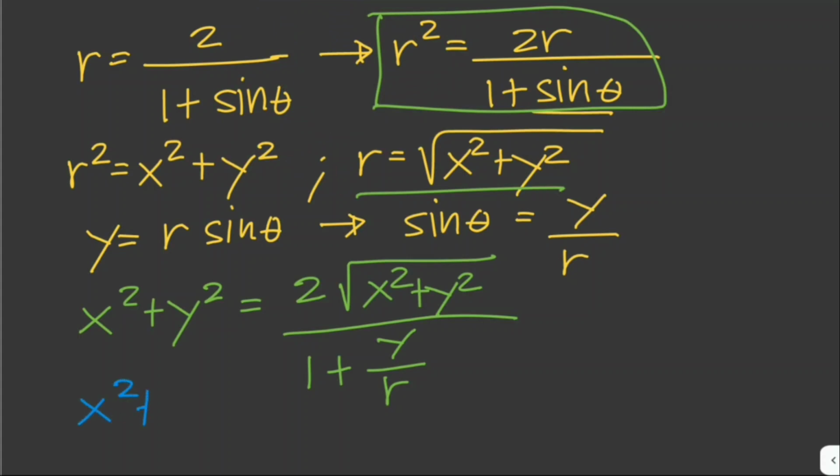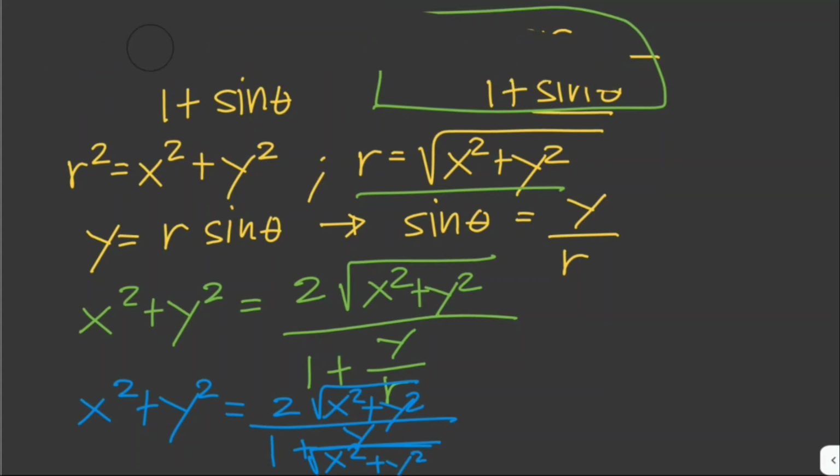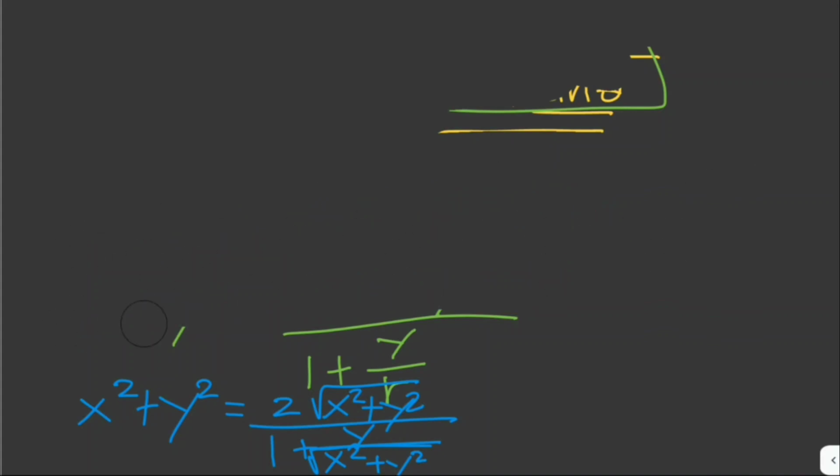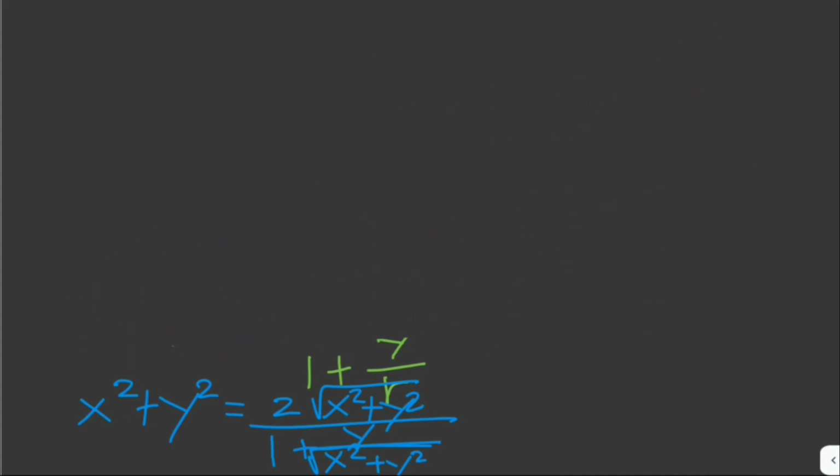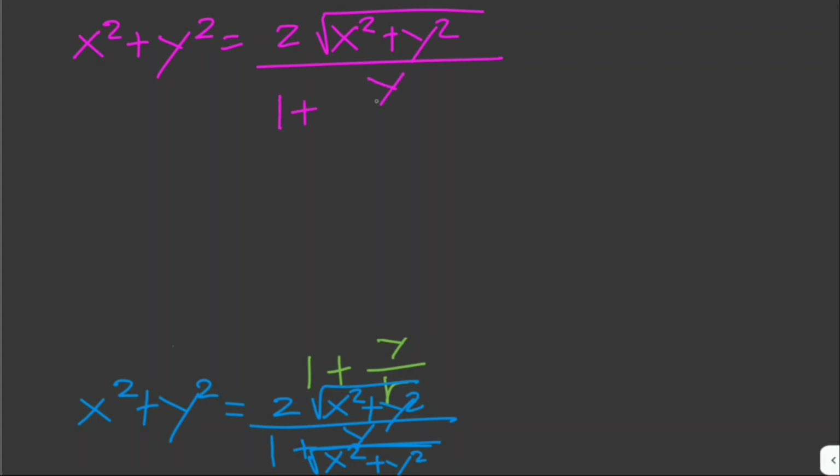Okay, we can write this as x squared plus y squared equals 2 times the square root of x squared plus y squared over 1 plus y over the value of r, which is the square root of x squared plus y squared. And then we can further simplify this one. Okay, we can further simplify our equation. x squared plus y squared equals 2 square root of x squared plus y squared over 1 plus y over the square root of x squared plus y squared.